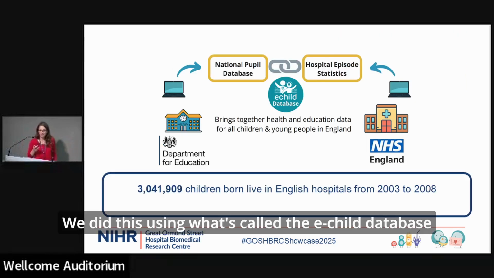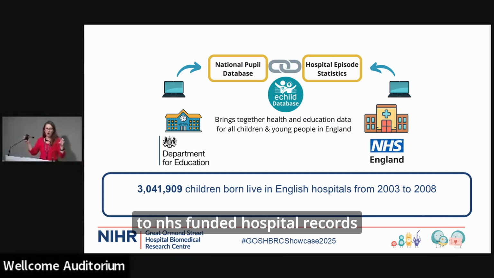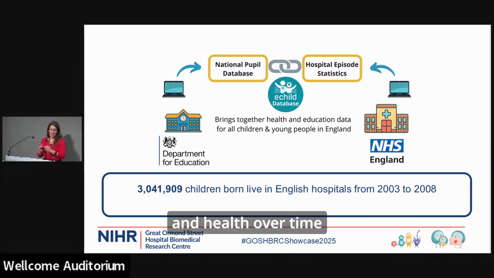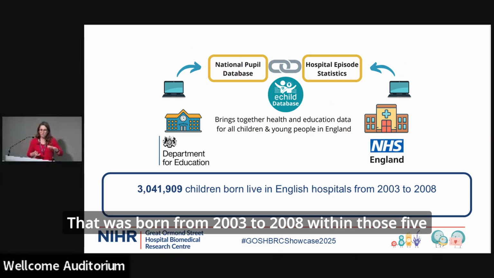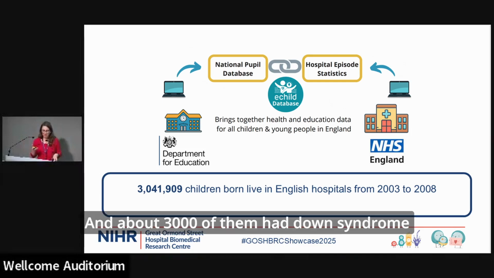We did this using what's called the eChild database. The eChild database links state-funded school records to NHS-funded hospital records. It makes it possible for us to follow children in terms of school and health over time. We did this using a cohort that was born from 2003 to 2008. Within those 5 years, there were 3 million children born, and about 3,000 of them had Down syndrome.